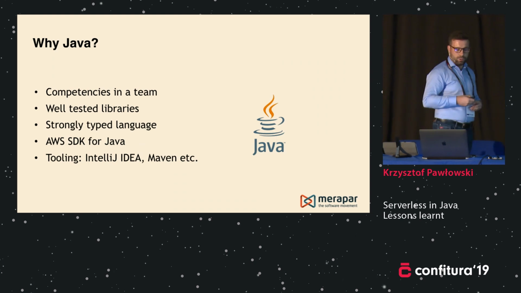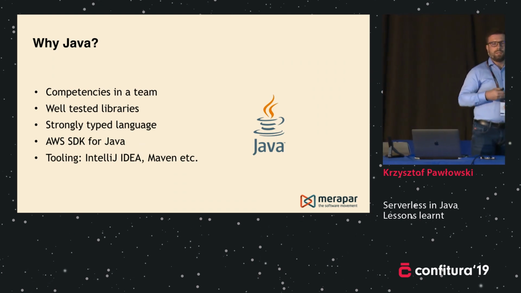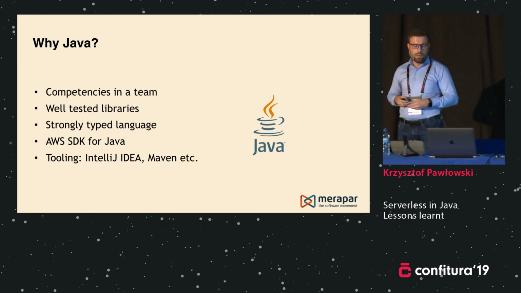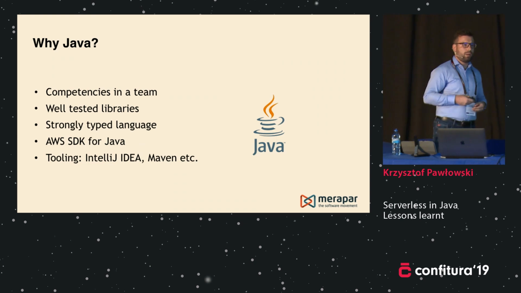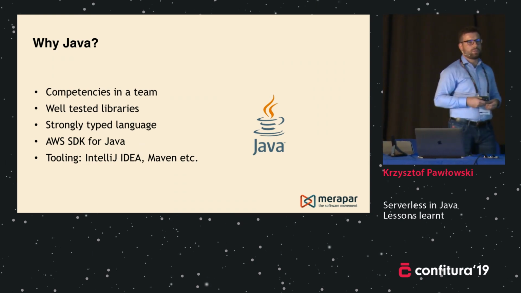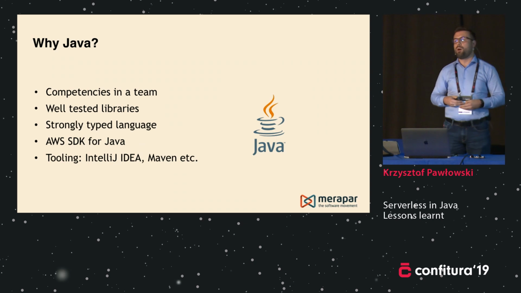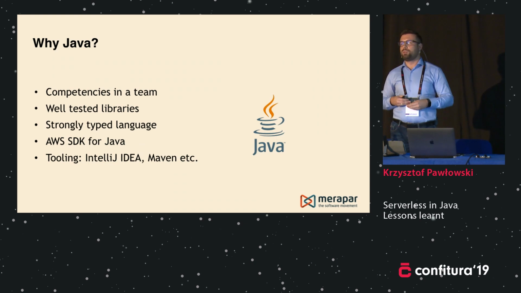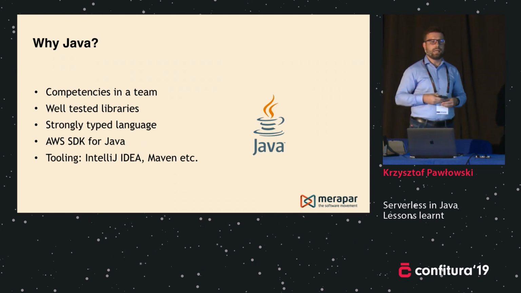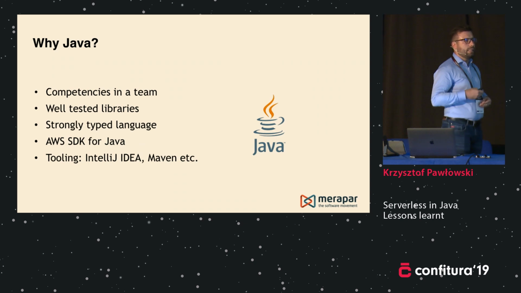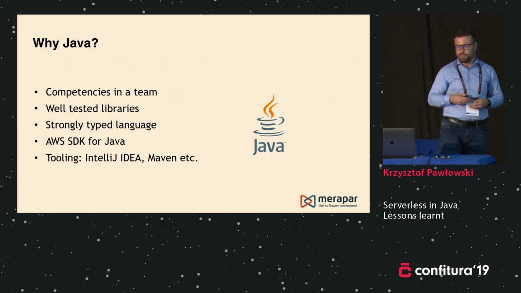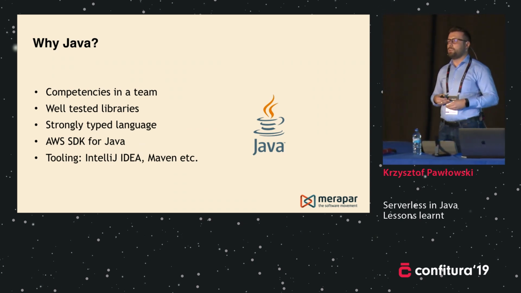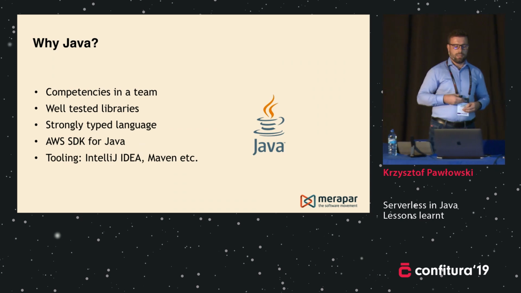We are all Java developers. We really wanted to use well-tested and well-known libraries like Apache HTTP client. In my opinion, strongly typed languages are much better for complex solutions, and our migration service was rather a complex project. Also, AWS provides you with a really well-documented SDK for Java, so it was really easy to integrate with AWS services using the AWS toolkit. And also, we really like that we can still use our favorite IDE, IntelliJ IDEA.